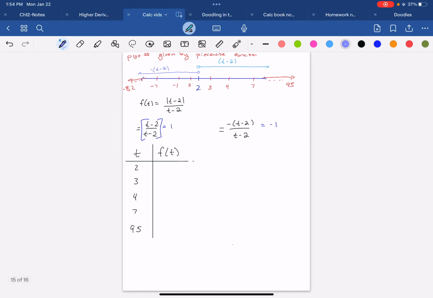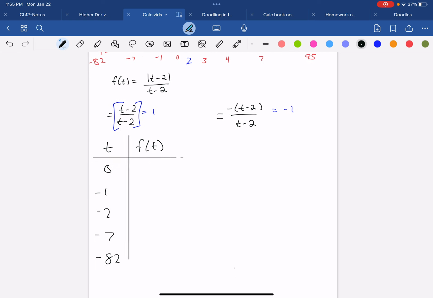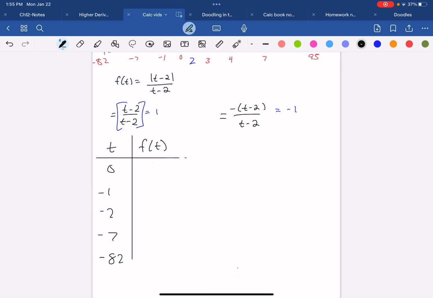And now going back, let's test out some negative values. So when we're testing out our negative values, I think we said we're going to do 0, -1, -2, -7, and -82. I'm just picking, again, some random numbers. So plugging this in, I have negative, and then I have 0 minus 2 over 0 minus 2. So if I have 0 minus 2, I just have -2, and then that becomes +2. So I have 2 over -2, and this is just equal to -1.